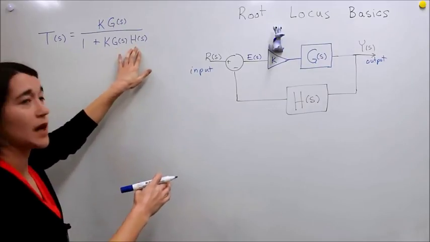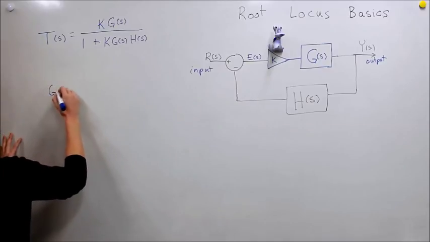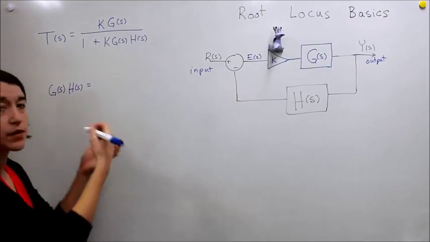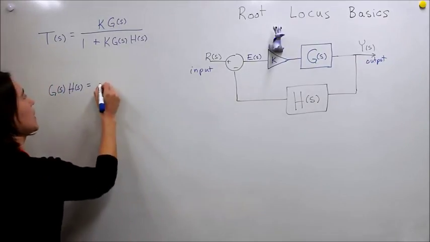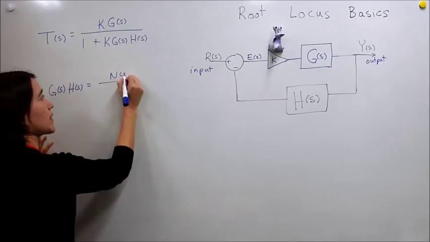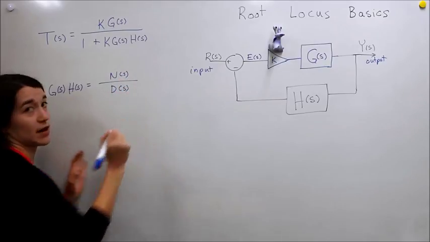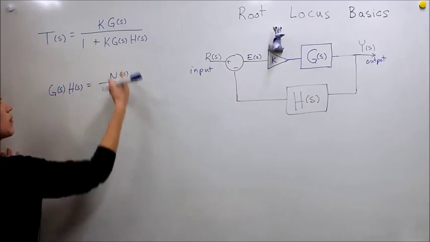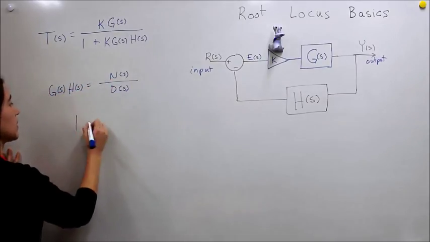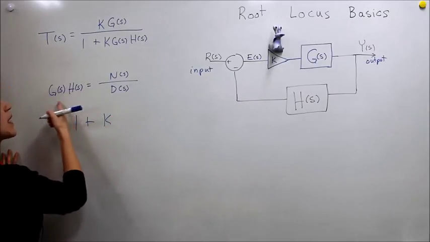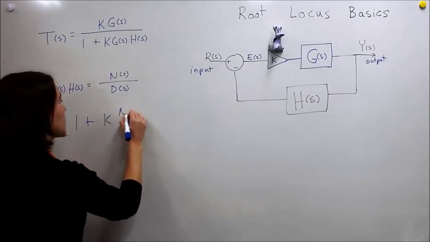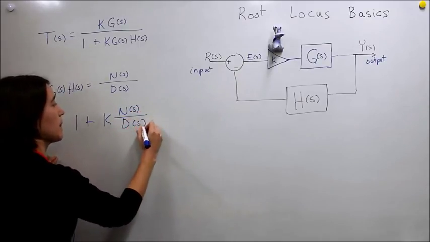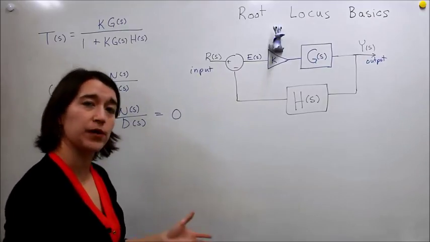So the expression for GH, we'll just lump them together. You multiply them together, you get some expression. That expression will have some numerator as a function of S and some denominator as a function of S. So we want to look at our poles here. If we plug this equation into our pole equation, we get 1 plus k times some numerator expression in terms of S and some denominator expression, and this has to be equal to 0 to evaluate the poles.